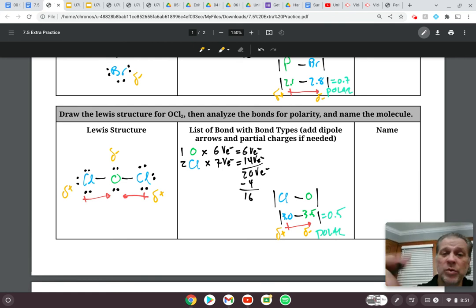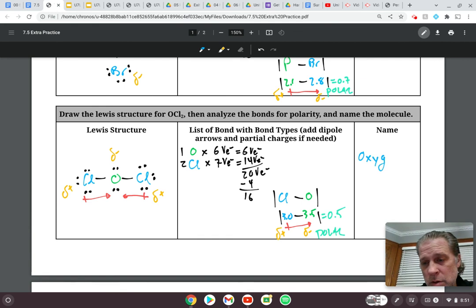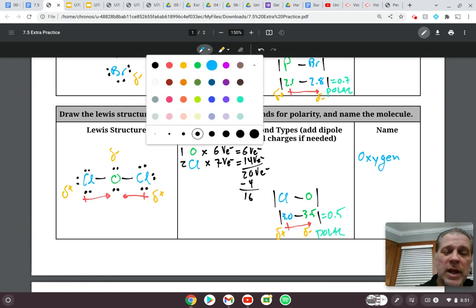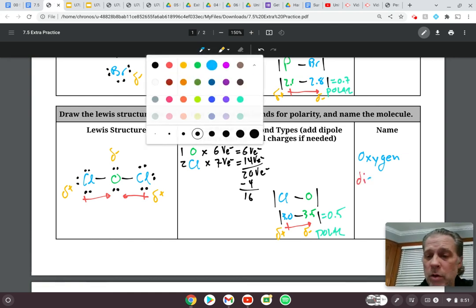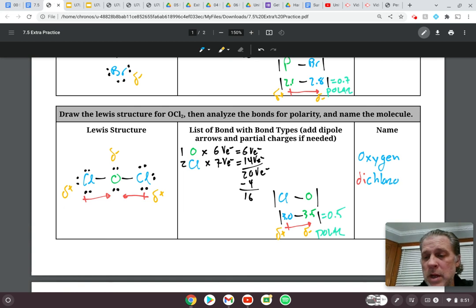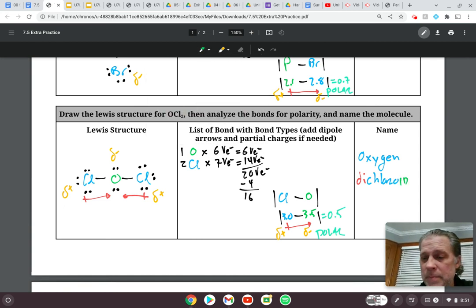To name this one, we're going to start with the element first, which is oxygen. And we are going to see that there's 2 chlorines, so it's going to get a prefix of di, and it's going to get the root word chlor. And then we are going to change it to ide: oxygen dichloride.